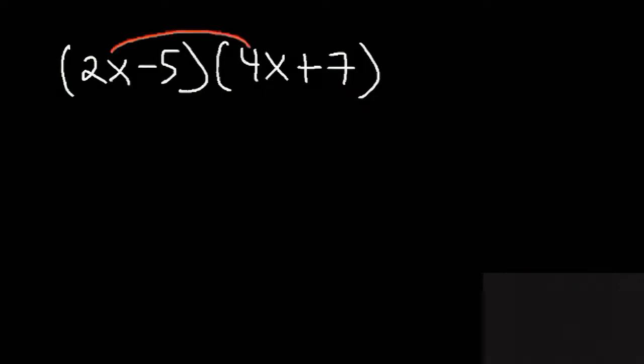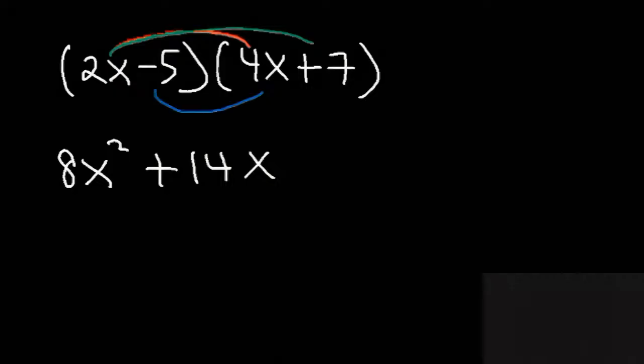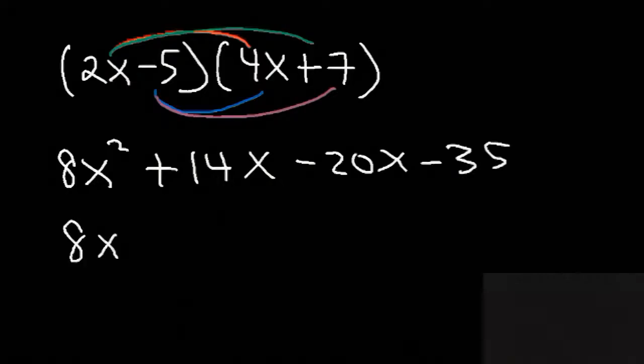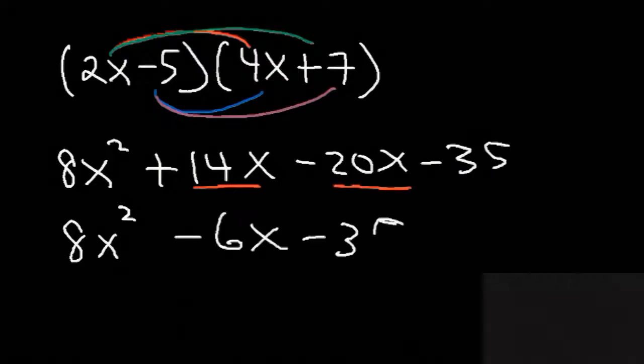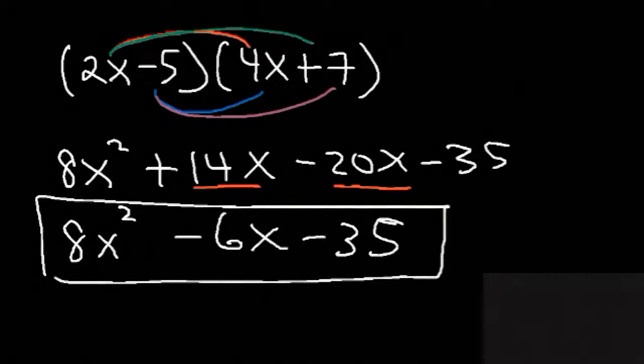So 2x times 4x, that's 8x squared, and 2x times 7 is 14x. Negative 5 times 4x is negative 20x, and negative 5 times 7 is negative 35. So let's add like terms. 14x minus 20x is negative 6x. So this is the final answer to this particular problem.